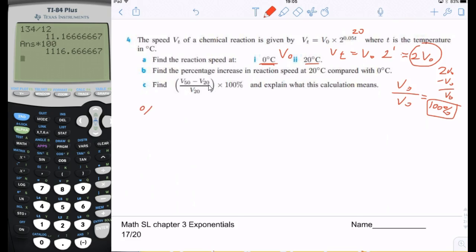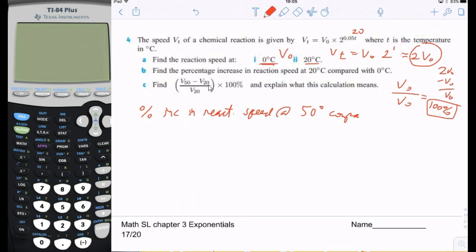We're going to write the percentage increase in reaction speed at 50 degrees compared with 20 degrees. Okay, so that's it.